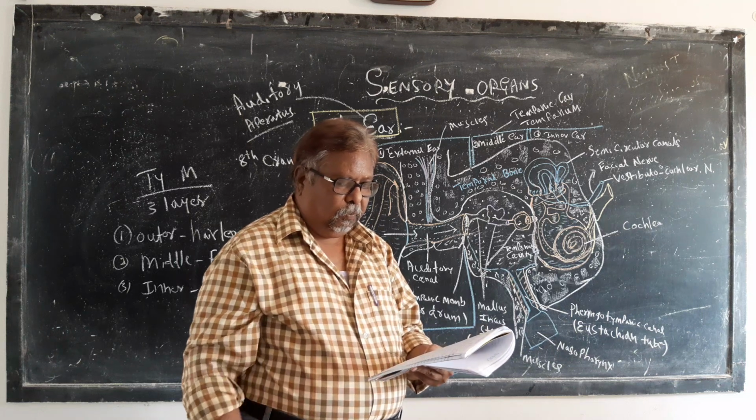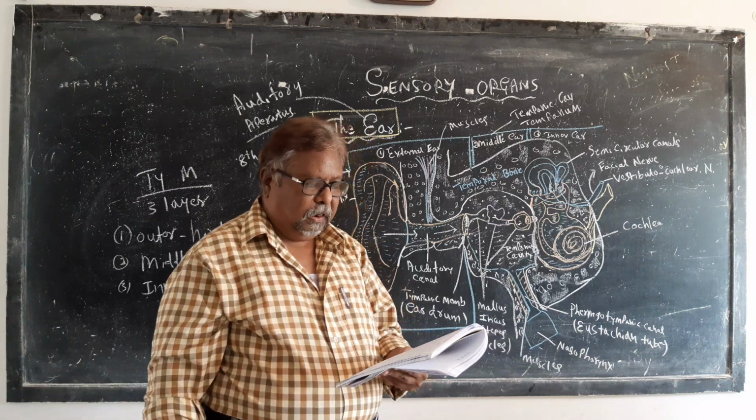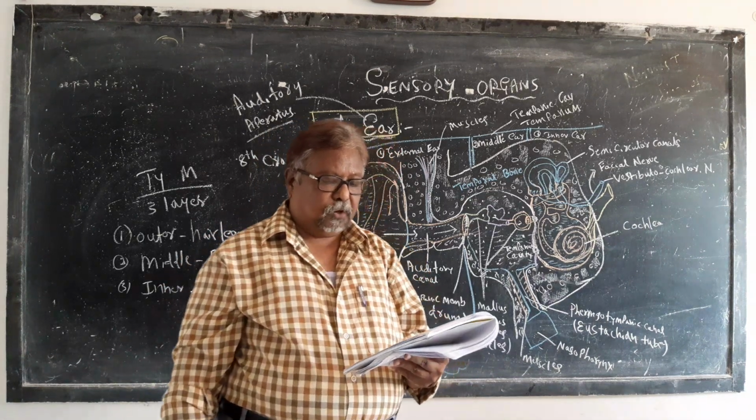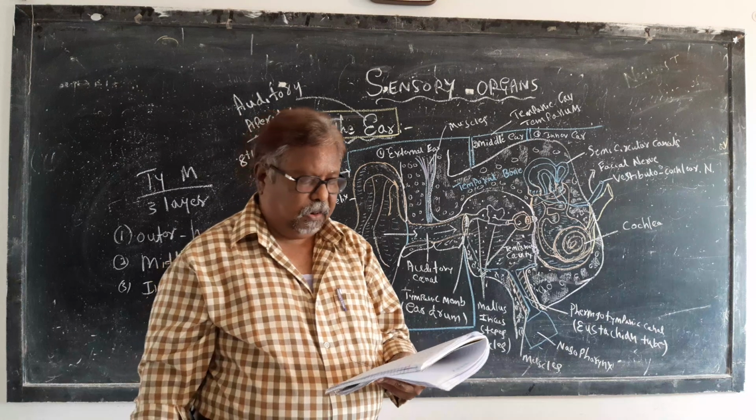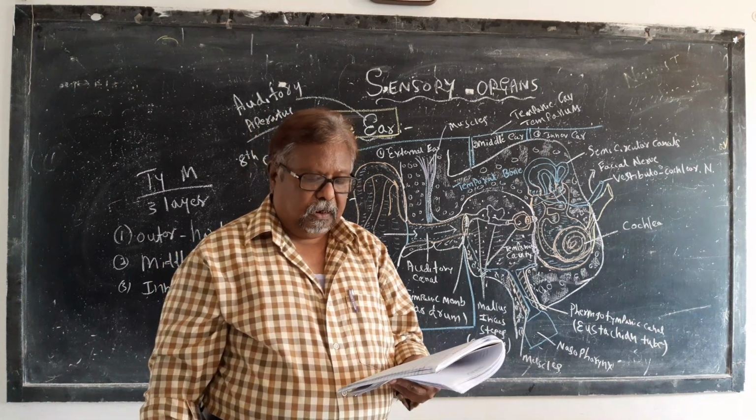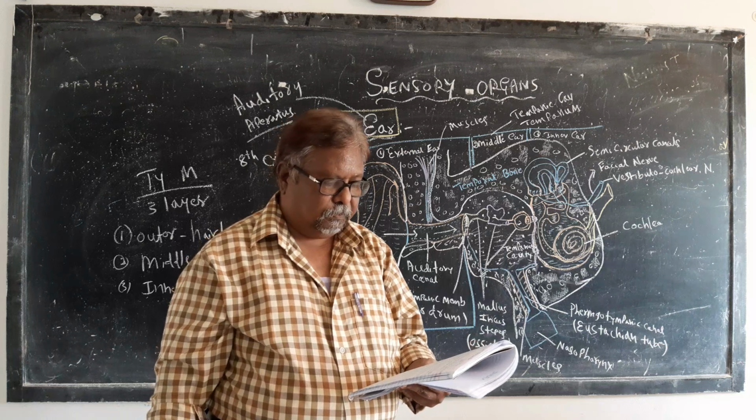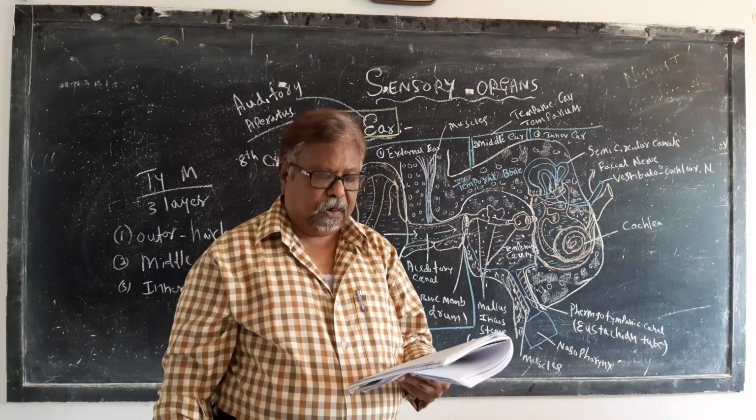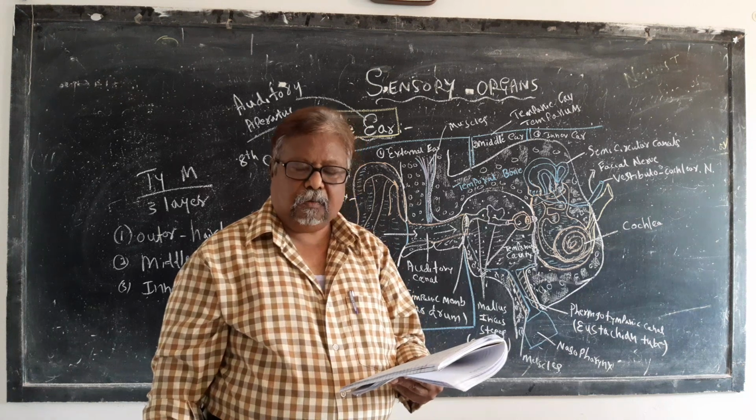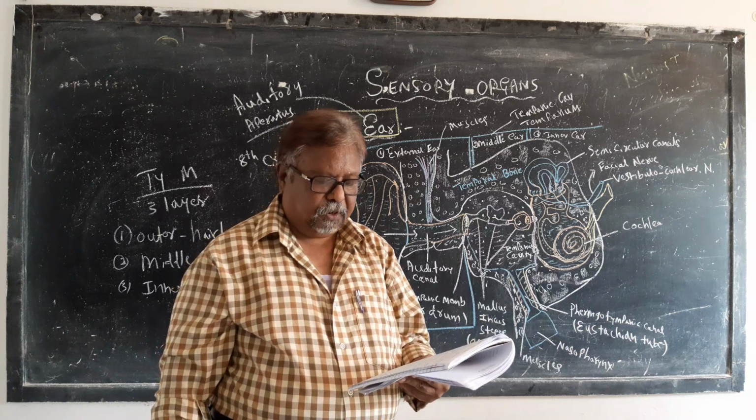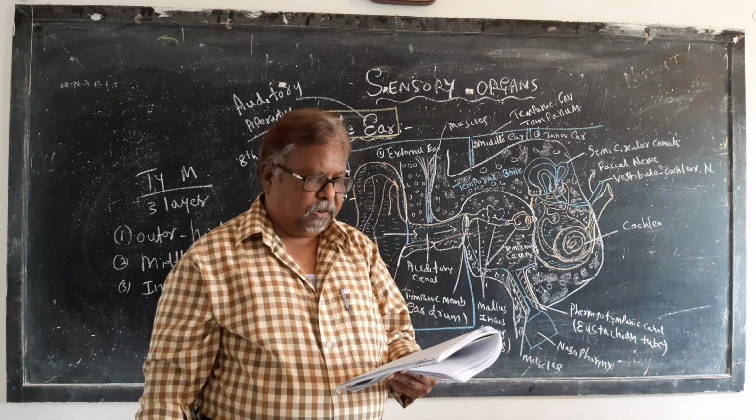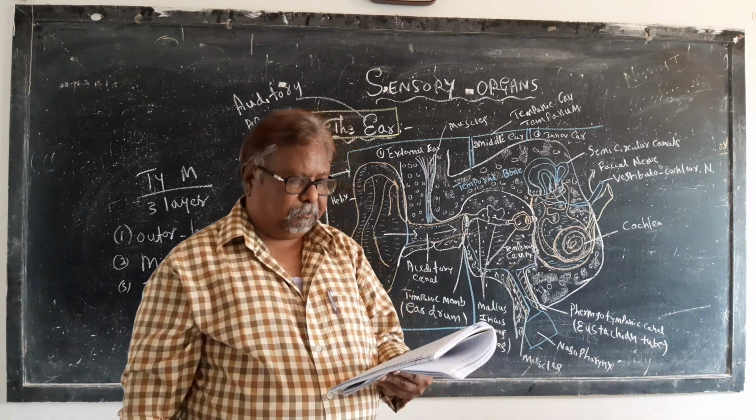There are three small bones called the ear ossicles: the malleus, incus and the stapes. There are two types of muscles present in the middle ear: the tensor tympani and the stapedius muscles. Two types of nerves are present: chorda tympani and tympanic plexus.